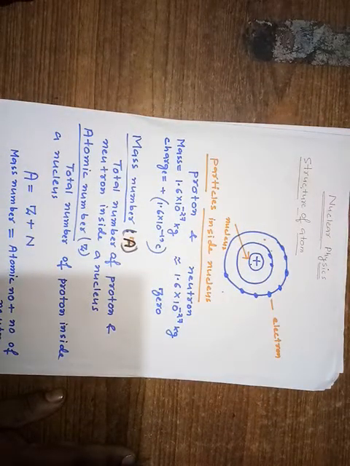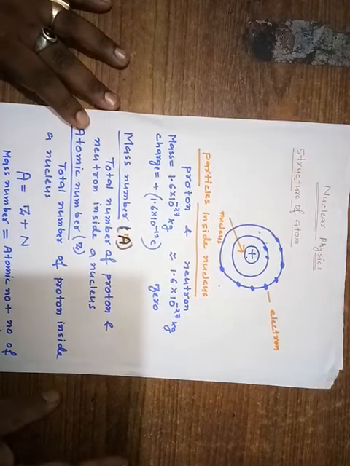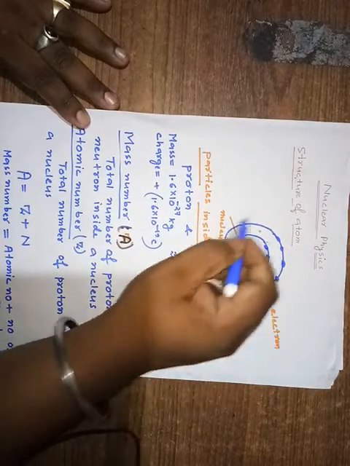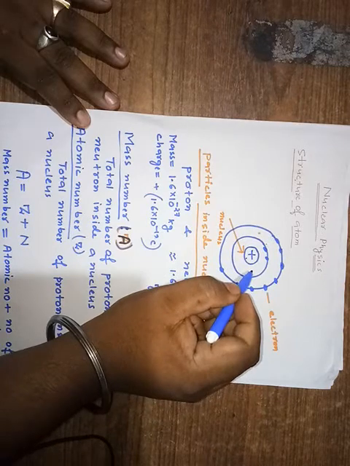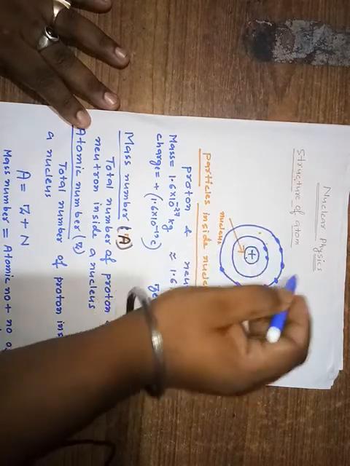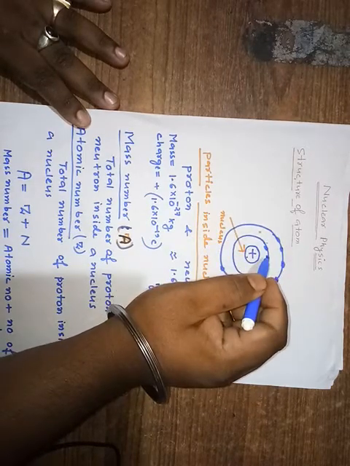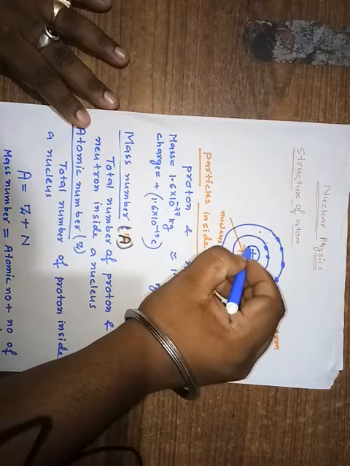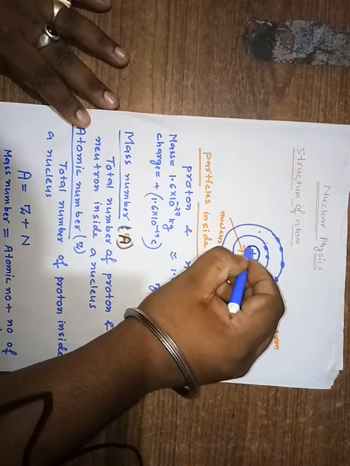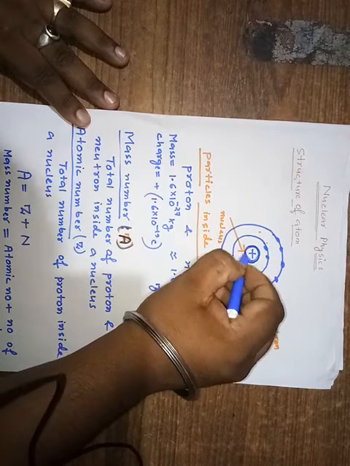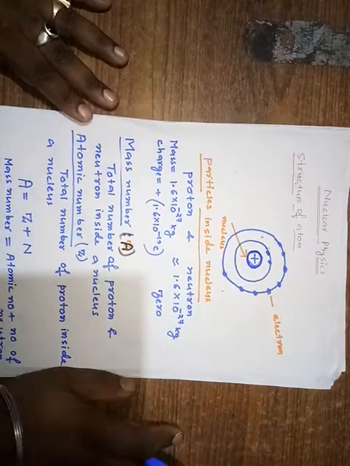Now in this chapter, first of all, we are not going into details about the electrons. We are not going to study the whole structure of the atom. We have to pay our attention only to the central core of the atom, that is the nucleus.